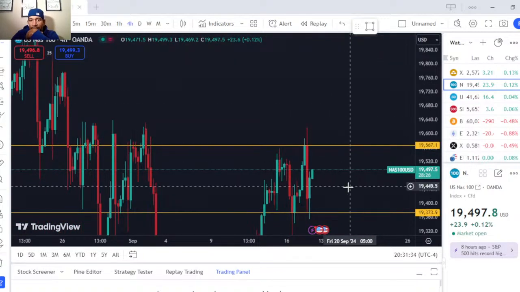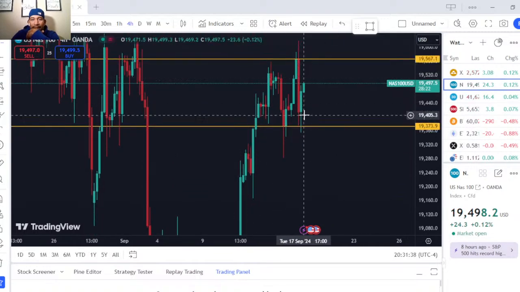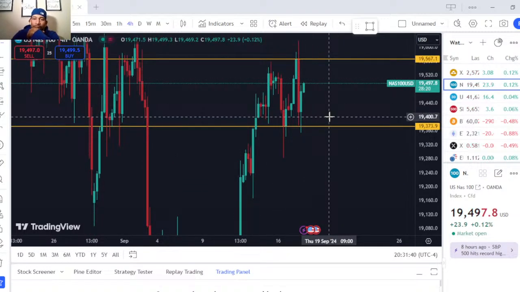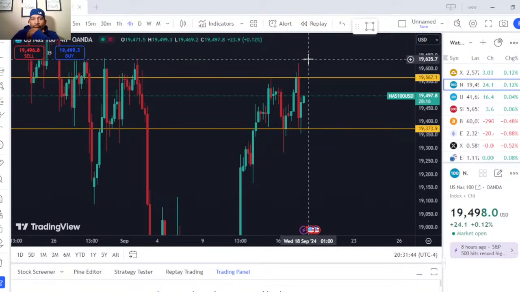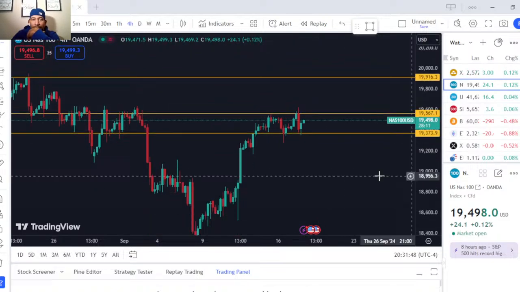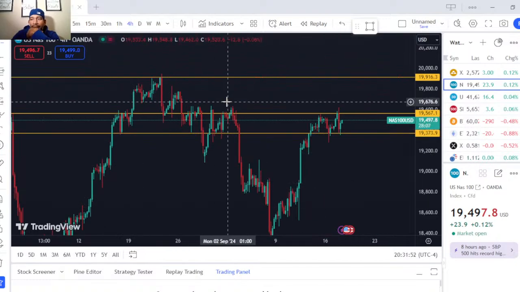Very, very interesting on Nasdaq. We pretty much ranged all day today. Not too much going on, but we're going to break out either way. If we break out, we should have a run up, or a run down. So let's see what happens here.